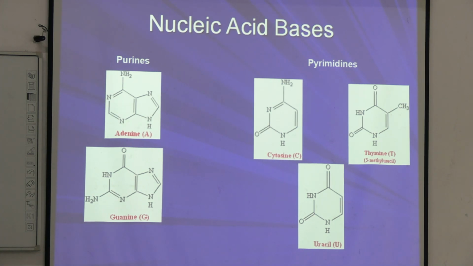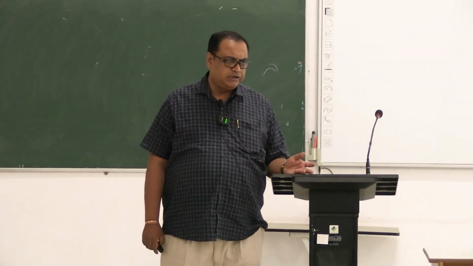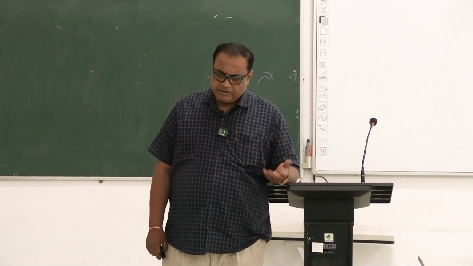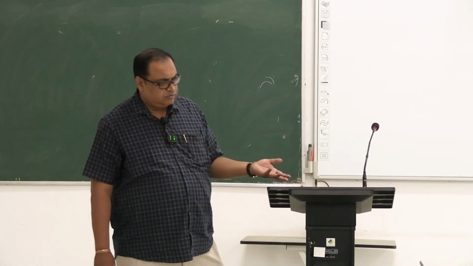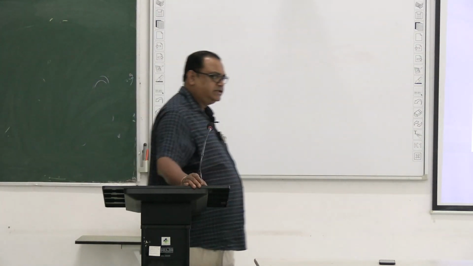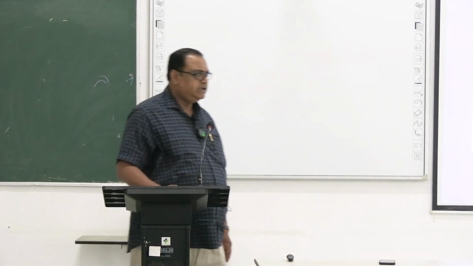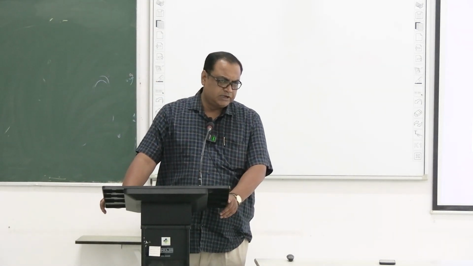Now these are the structures of commonly found purine and pyrimidine bases in DNA and RNA, correct? So DNA contains adenine and guanine, same for RNA, but RNA contains two pyrimidines which are different from those of the DNA, correct? RNA contains uracil and cytosine, DNA contains thymine and cytosine. Uracil is missing in DNA and thymine is missing in RNA. Are there any exceptions? Yes, tRNA contains thymine as an unusual base.